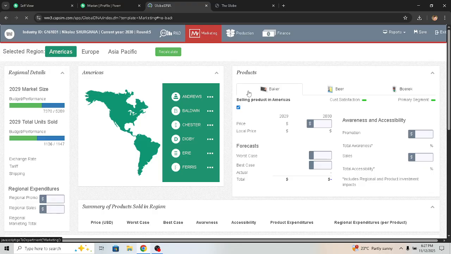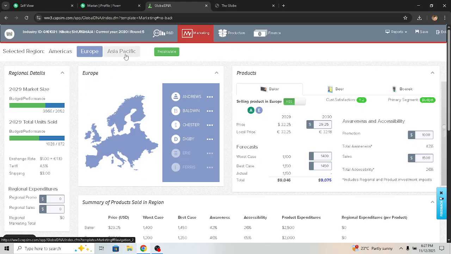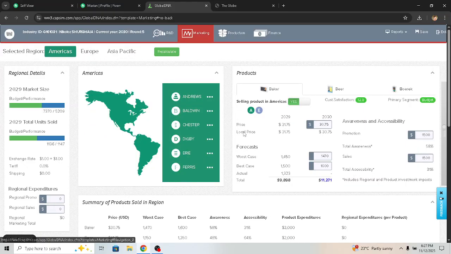Going to marketing, you realize that in marketing we have 3 regions: Americas, Europe, and Asia Pacific. So while making decisions for our products, Baker, Beer, and Borek, we are going to make the decisions in the Americas, Europe, and Asia Pacific markets. Here we are going to start with Americas.